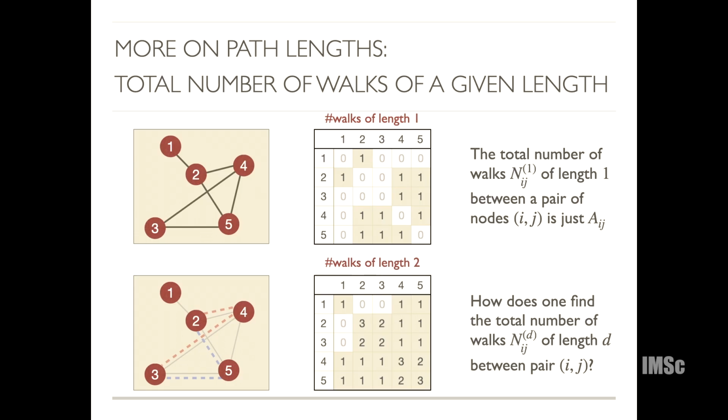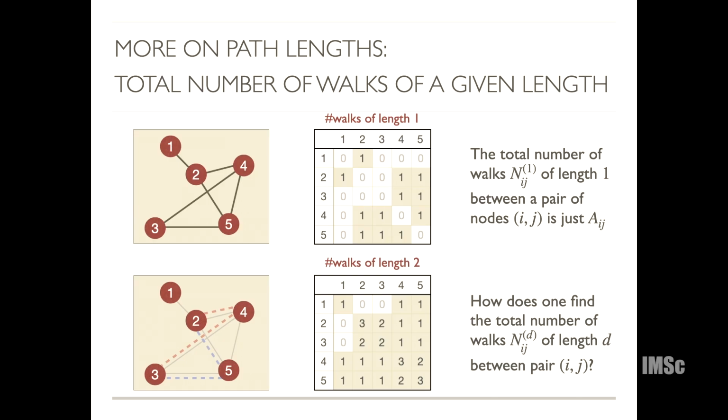You'll find that this is just the same as the adjacency matrix. If you have a walk of length 1, it means you go from, let's say, node 1 to 2, 2 to 4, and so on, and you just list all of that, and you find that this is essentially just the adjacency matrix. So it's kind of obvious, right? It's almost like the definition of what the adjacency matrix is.